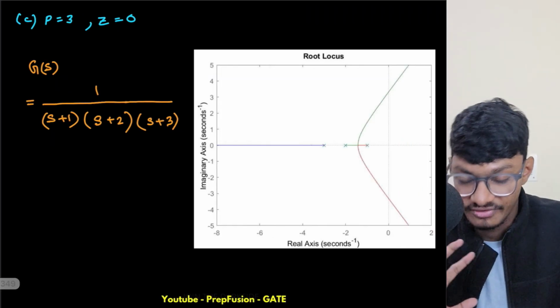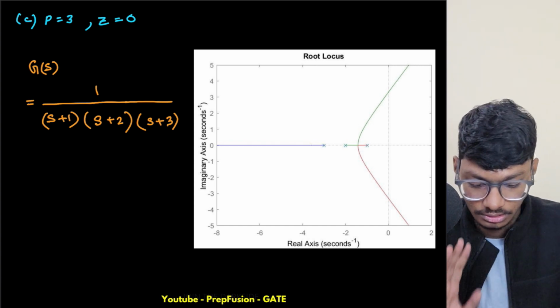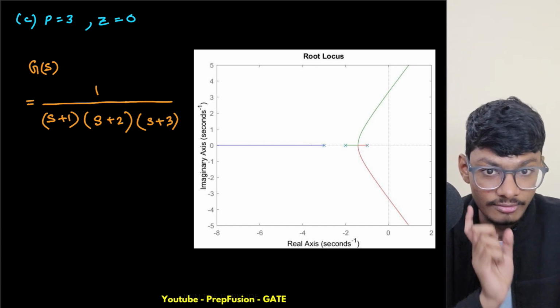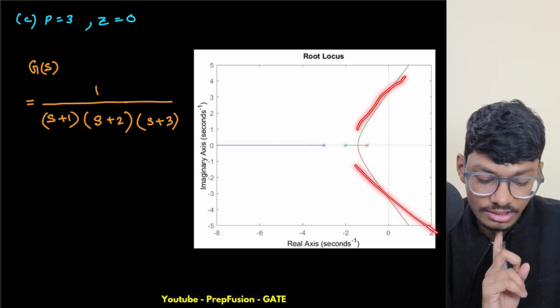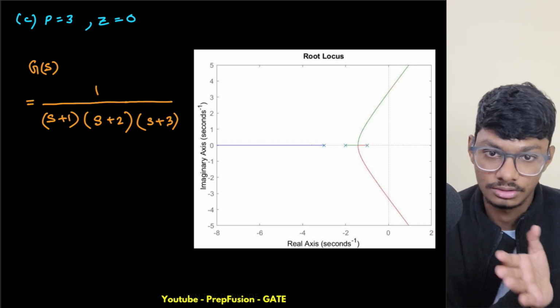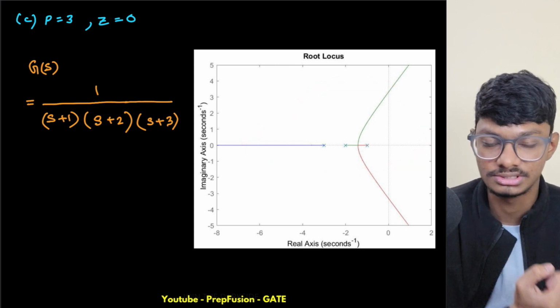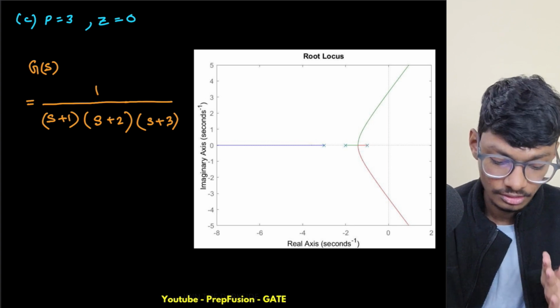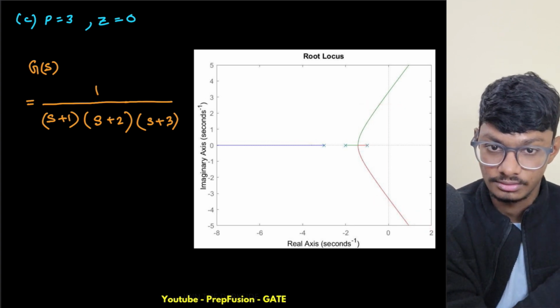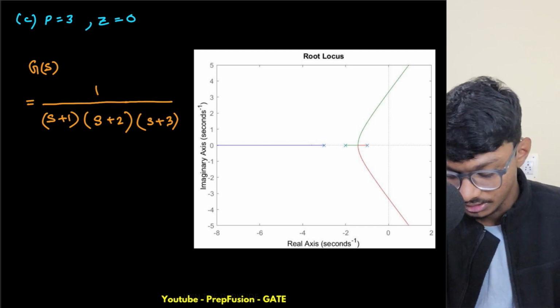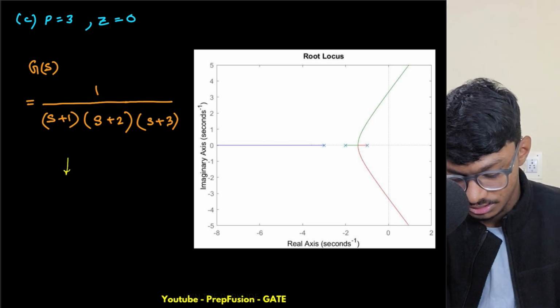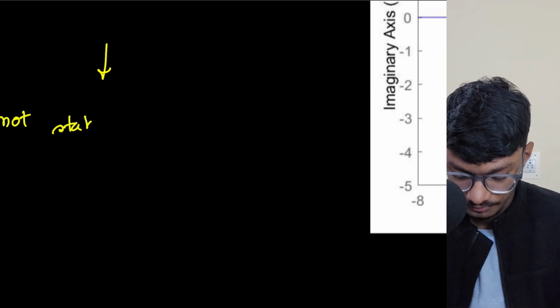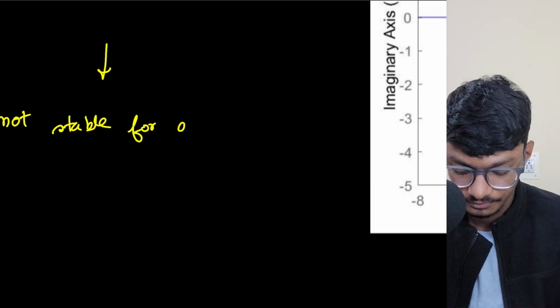Next, if I add a third pole, we can see that it is not stable for all values of K. For a few values of K the poles are shifting. Poles of the CLTF, these are the poles of the CLTF, that is what the root locus defines. So the poles of the CLTF are going to the right hand side of the S-plane. So here, this is not stable for all values of K.